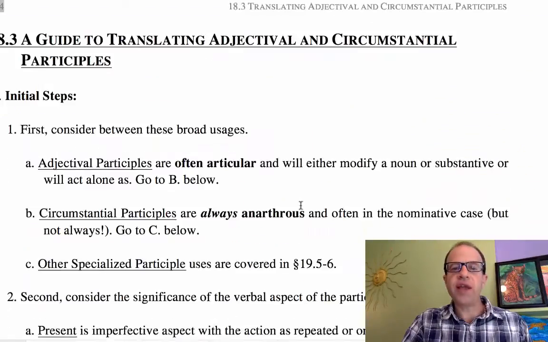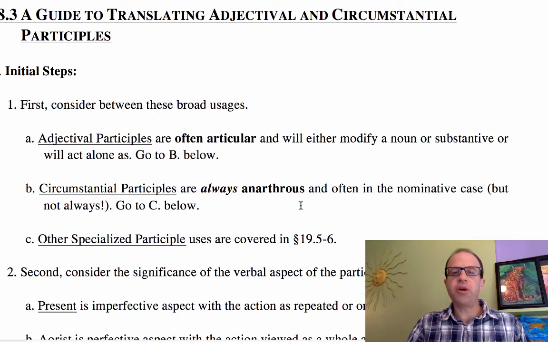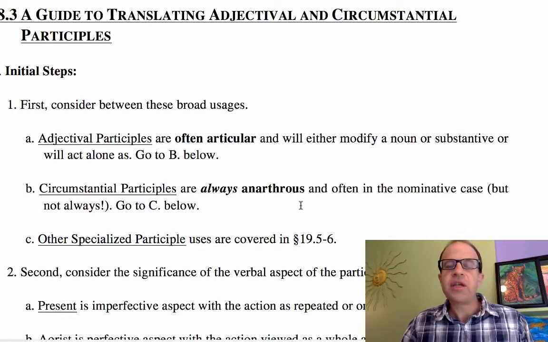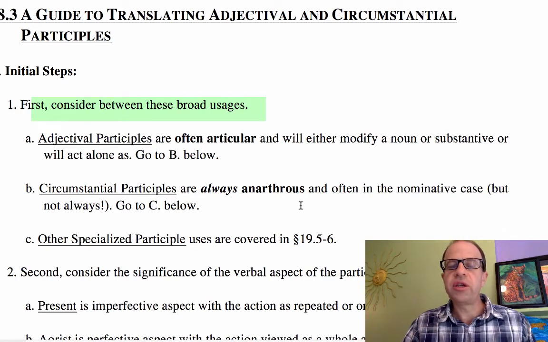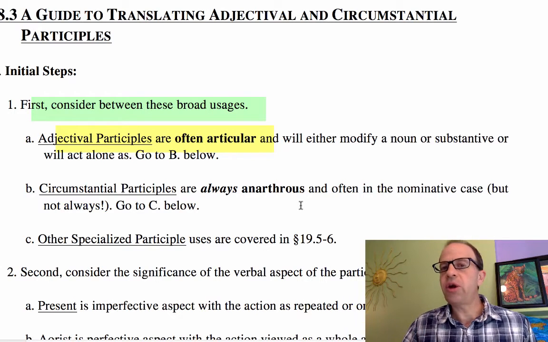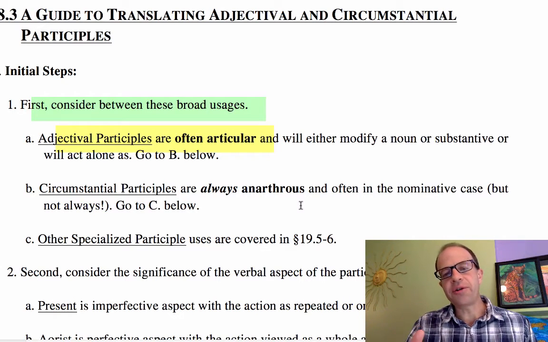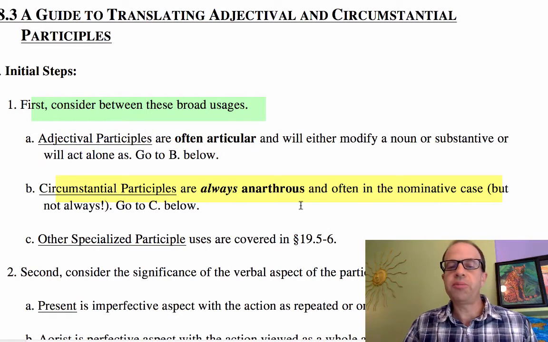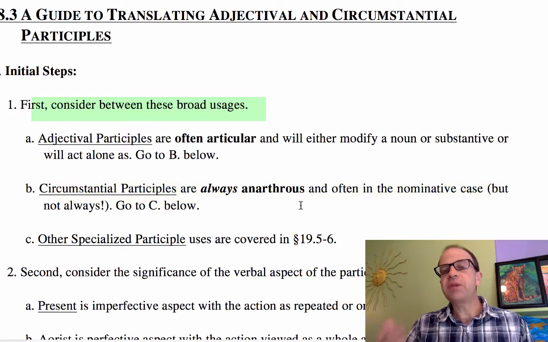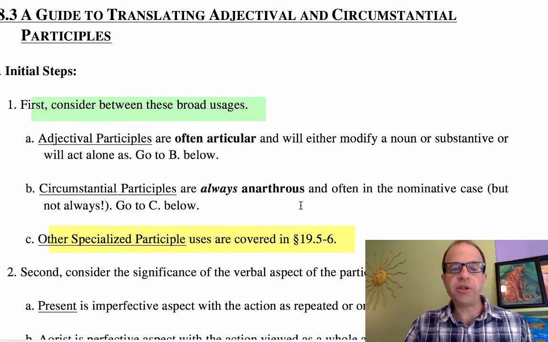Let's talk about translating adjectival and circumstantial participles. First, you need to recognize the difference between broad usages. You need to understand that there are adjectival participles, which are often going to be articular. That is, they're going to have an article with them. And then circumstantial participles are always anarthrous. That is, they will never have the article with them. And then there are going to be some specialized participle uses that we'll look at in the next couple chapters.